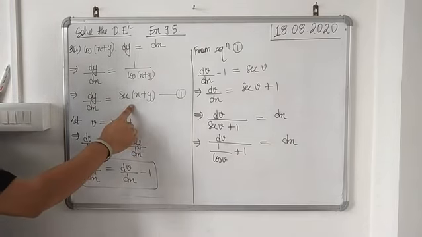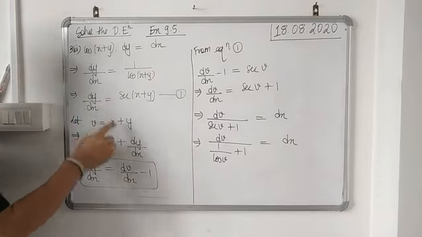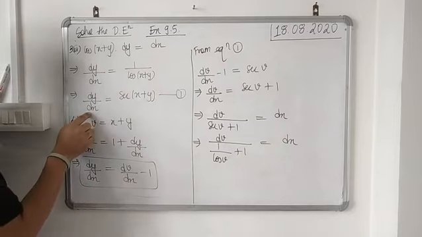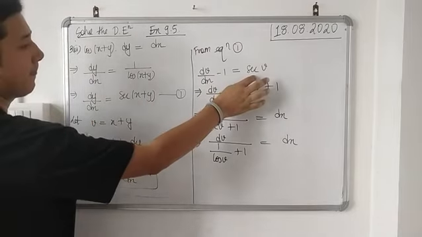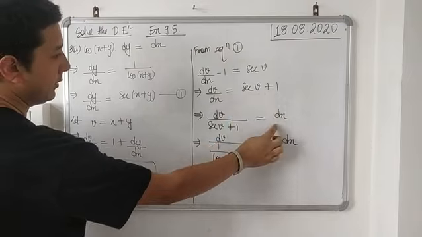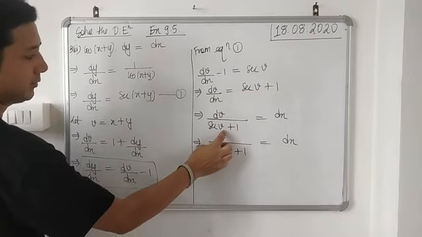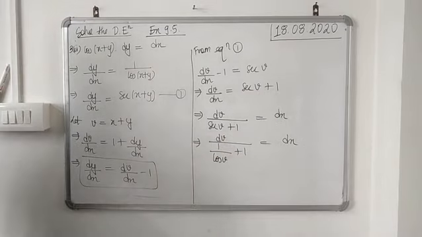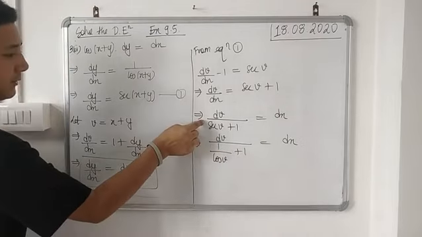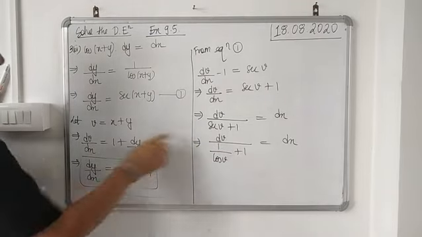Again go back to equation number 1, put the value for dy by dx, which is dv by dx minus 1, equals sec v. Take the 1 to the other side, now separate the variables. So now here we have to do something. Sec is 1 by cos, which I have written out here.